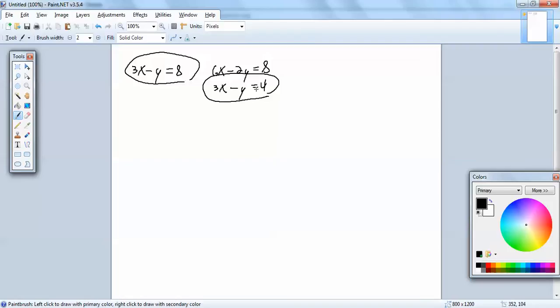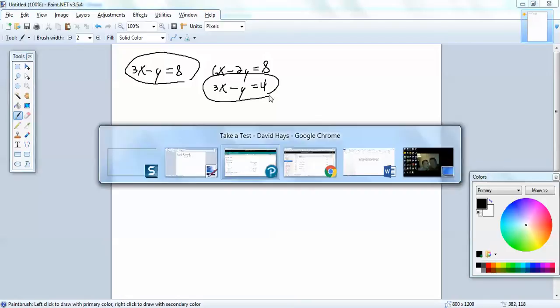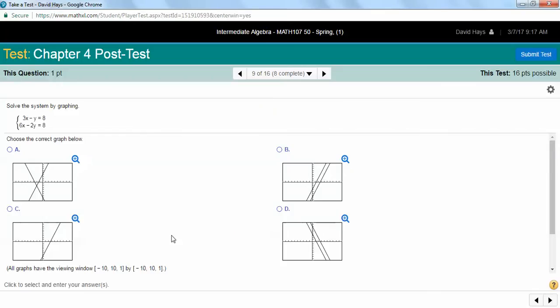Compare this to this. These are both the same, except for the number is different. Now if they were exactly the same, then it would be the same line. But since the left side is the same, 3x minus y, and these numbers are different, that means there's no solution. And no solution means that they do not intersect. So it's either going to be B or D.